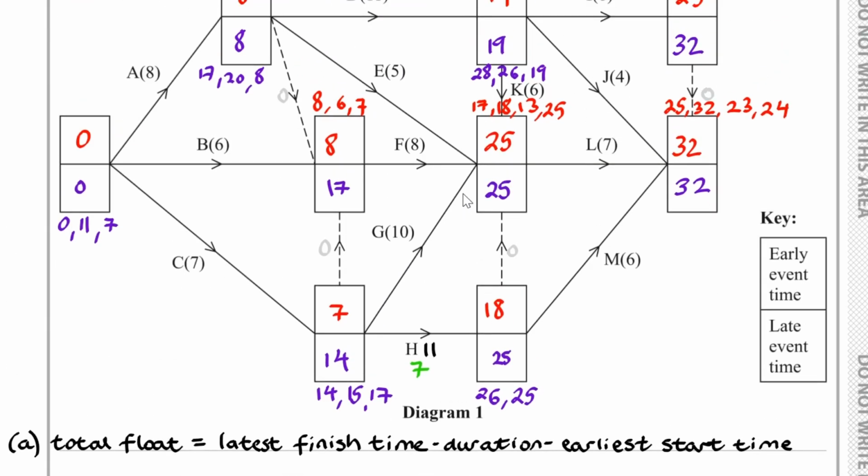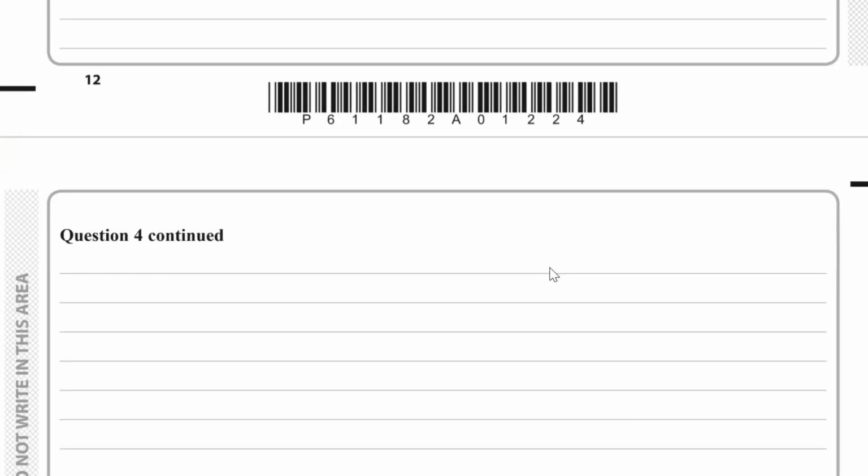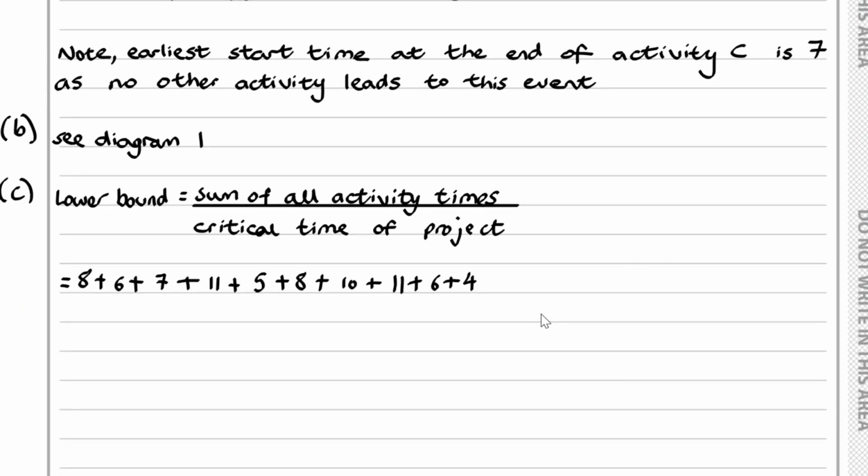Okay, so that takes us up to here. And then we've got K, which is 6, and then L, which is 7, and M, which is 6. So we've got 6 plus 7 plus 6. So let's just write that down. We've got 6 plus 7 plus 6. So that's from A to M. And then the critical time of the project.